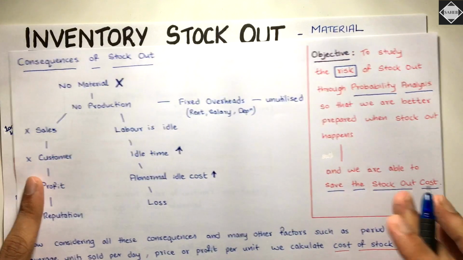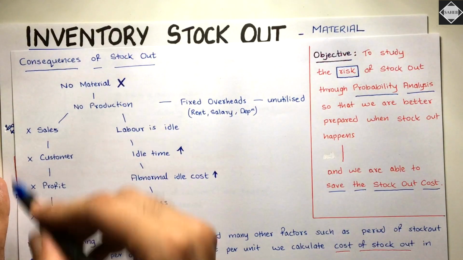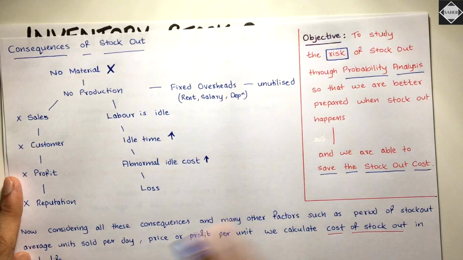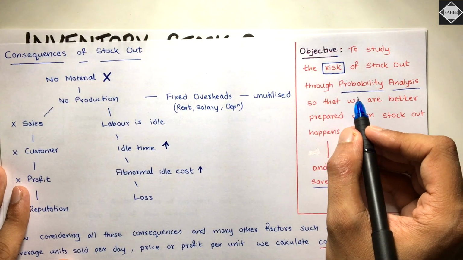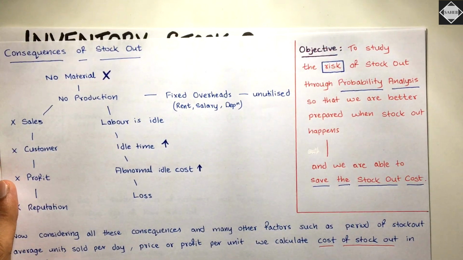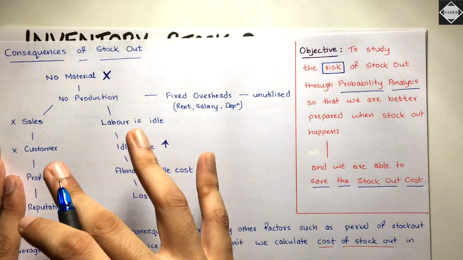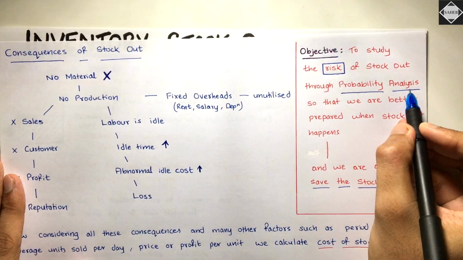And we are able to save the stock out cost. I told you now, there are consequences of stock out. When stock out happens, we lose so much money and time and everything. So to save the stock out cost, we have to do the risk analysis. We have to do the forecasting of stock out. And how will we do that? Based on the past history of stock out. We'll have the data and everything. With that, we'll do the probability analysis.